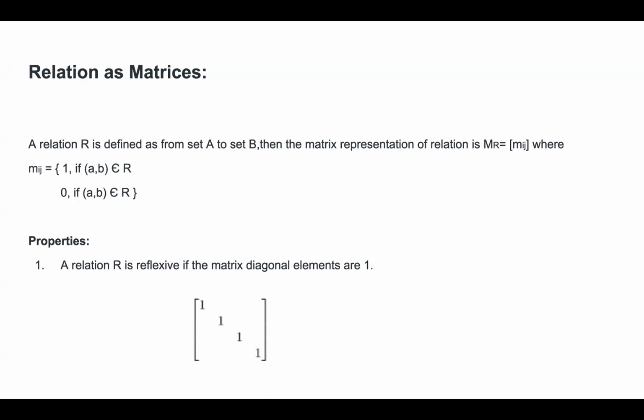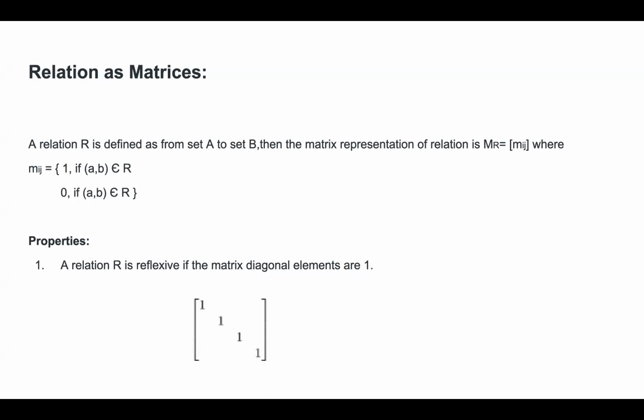Relations as matrices. The relations are represented with the help of matrices. A relation R is defined from set A to B, then the matrix representation of the relation is MR equal to MIJ.